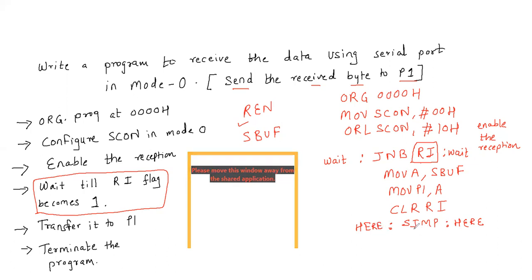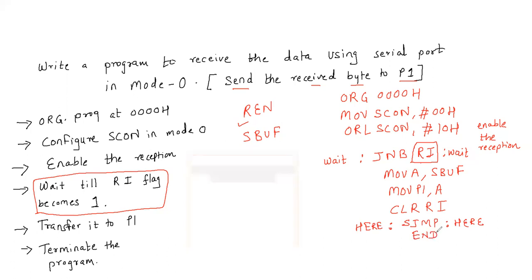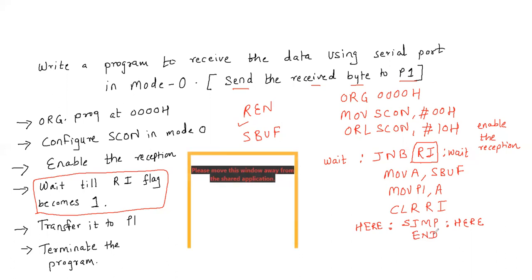And this is how the program goes: enabling the serial communication, reading the information from the serial input into the SBUF register, and storing that information into the port. So this was a sample program for how the information can be received and saved inside the port using 8051 microcontroller serial communication.